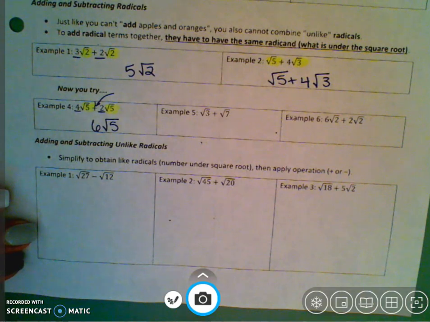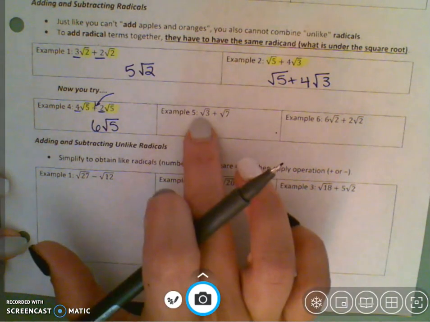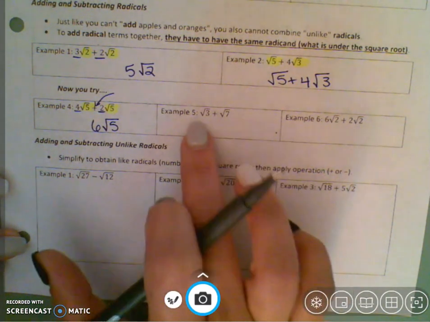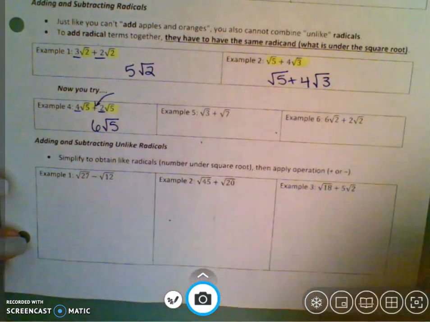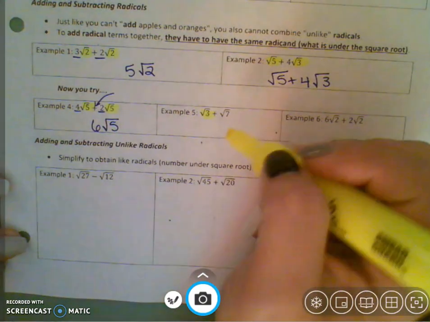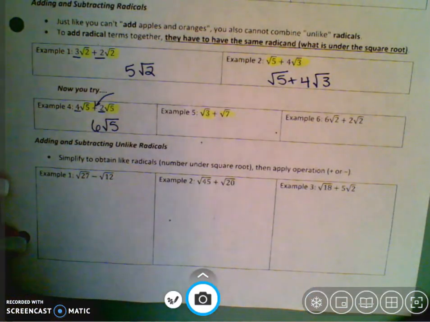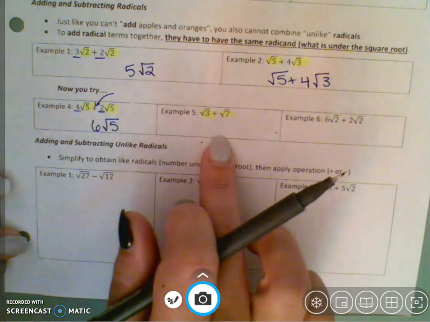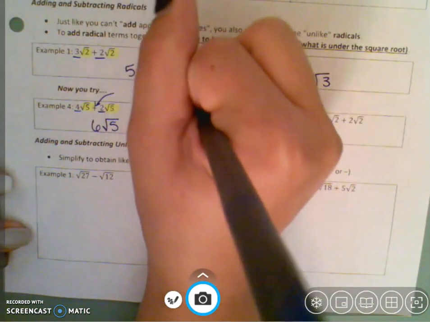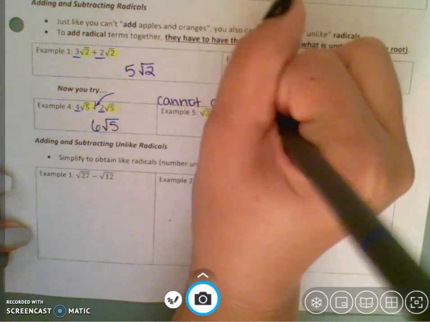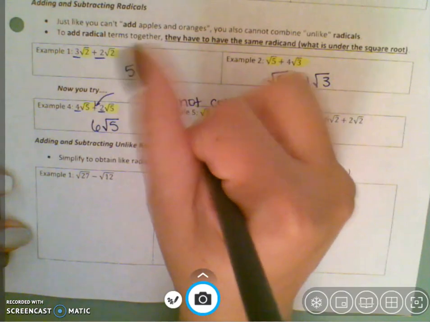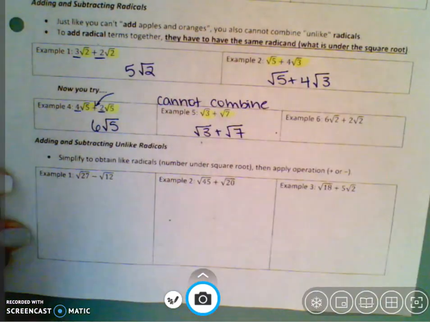Go ahead and pause the video and try number 5 and number 6. Okay, so you should have paused the video by now and tried 5 and 6. On number 5, we have the square root of 3 and the square root of 7. I cannot break root 3 up anymore, so we're done with root 3. I can't break the square root of 7 up either, because 7 is just 7 times 1. Since these are not the same, they cannot be combined, so that is just the square root of 3 plus the square root of 7.